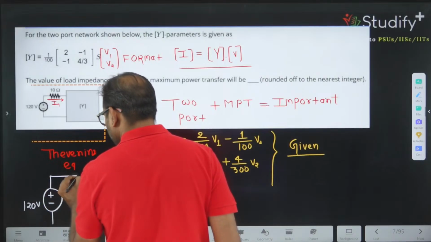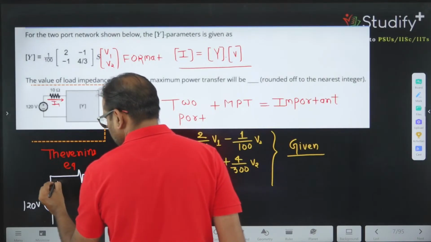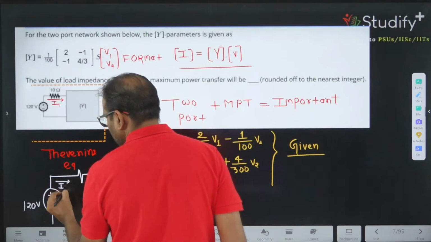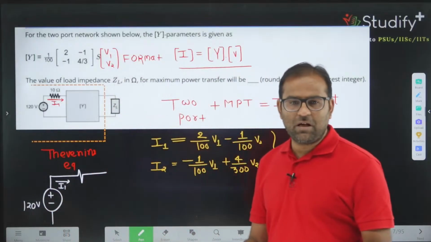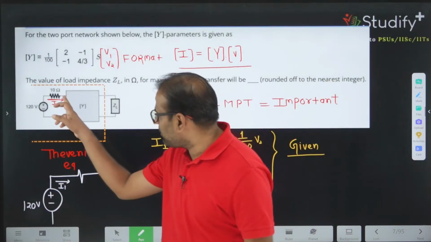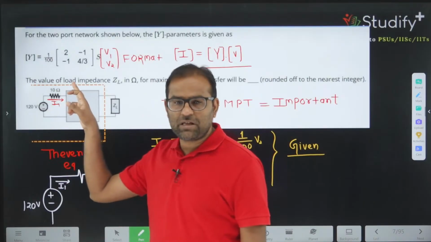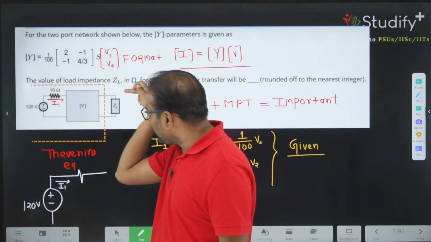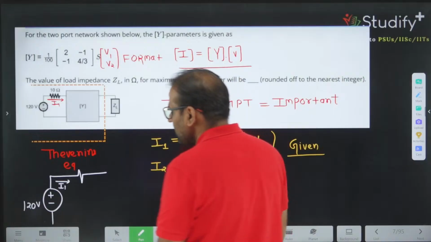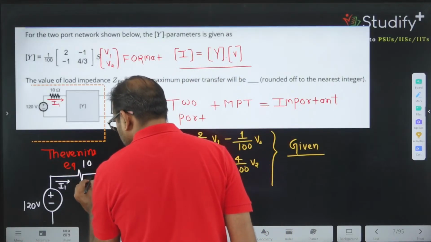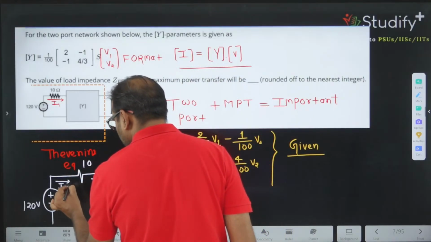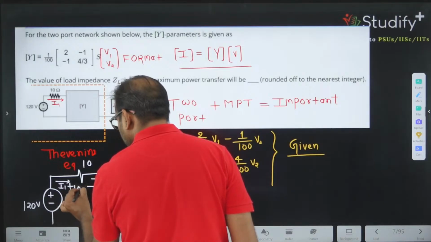And this value is what? This current is I1, because a two-port network is given for the fixed value. This potential is V1, this current going inside the network is I1, and this value is V2. So this value is 10 ohm. So if this is 10 ohm and this current is I1, so this is what? Plus minus of 10 into I1.